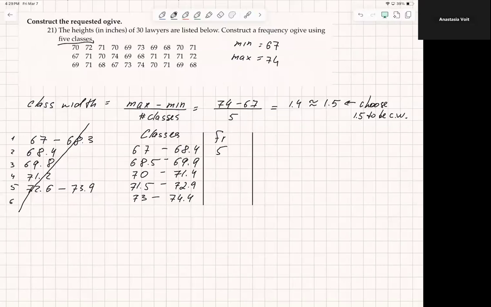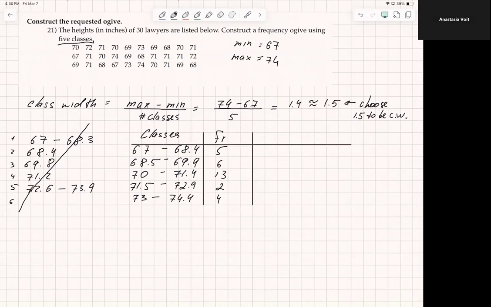Then for the second class, we have 6 lawyers that have a height between 68.5 and 69.9. Now between 70 and 71.4, let's see what we have. We have 1, 2, 3, 4, 5, 6, 7, 8, 9, 10, 11, 12, 13, right? So we have 13 people, and the rest would be 2 and 4, okay?